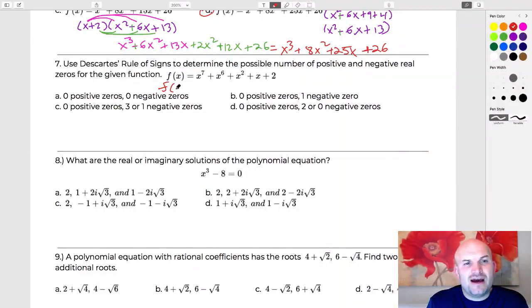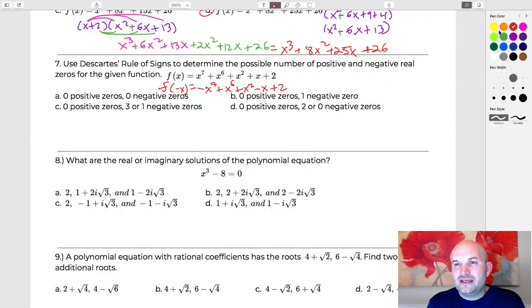If I was going to do f of negative x to determine the negative zeros, you're just going to plug a negative x into each of these. Remember, a negative variable raised to an odd power is still going to be negative, so this would be negative x to the 7th. Any negative variable raised to an even power is going to be positive, so this one would be positive. That would turn to negative plus 2.